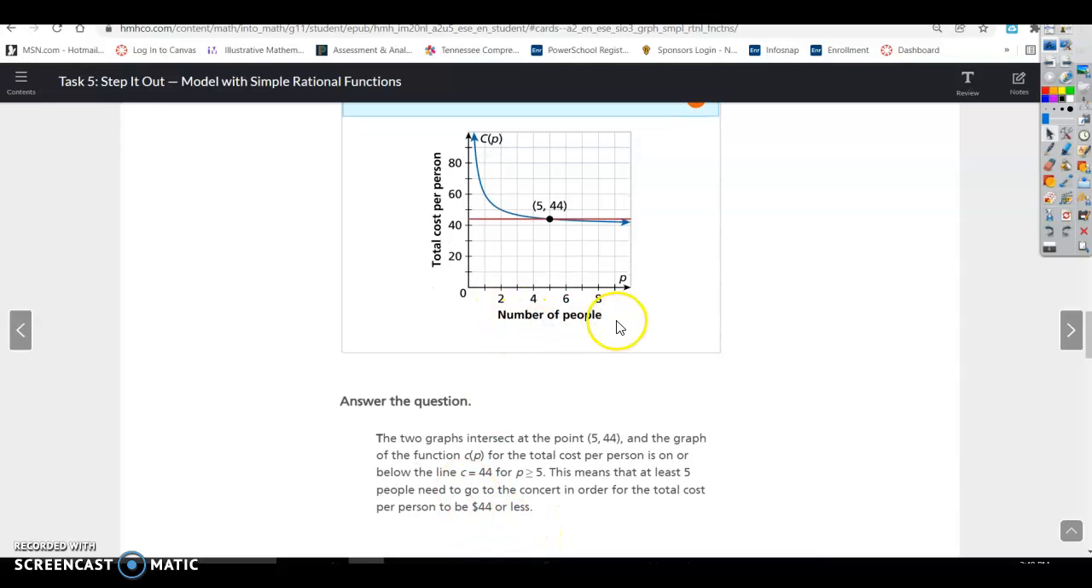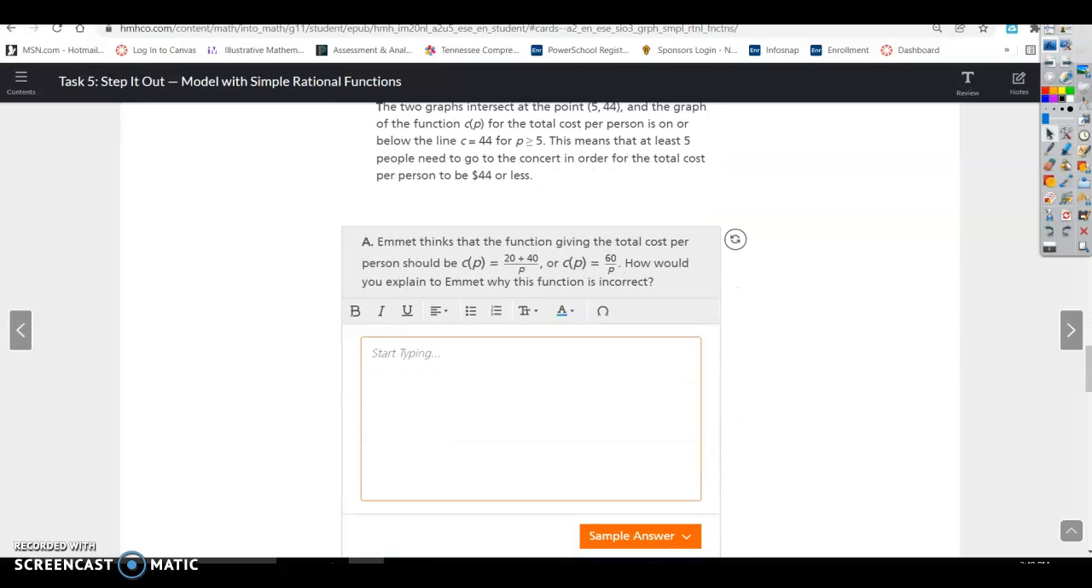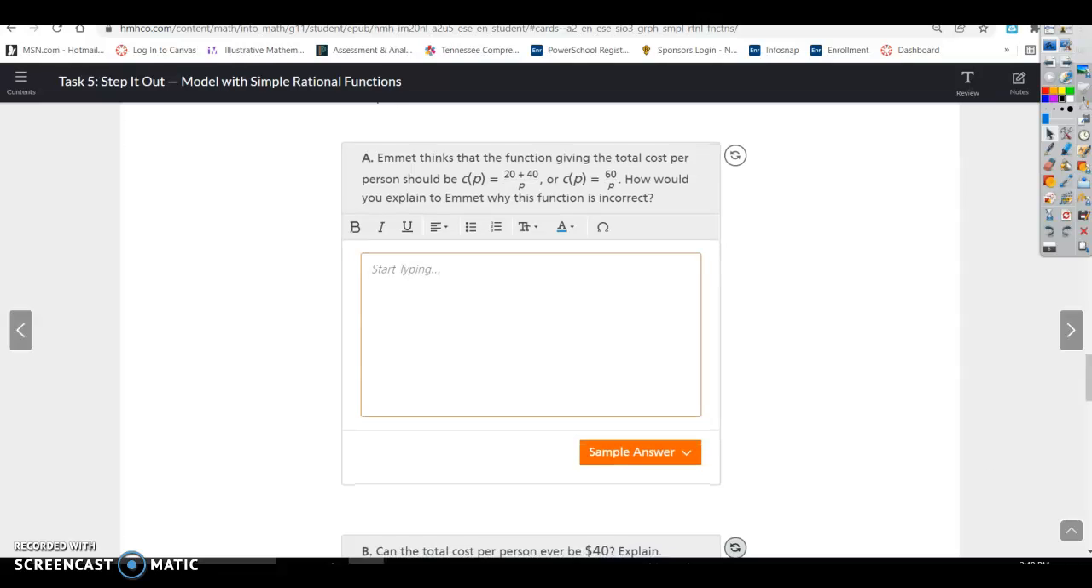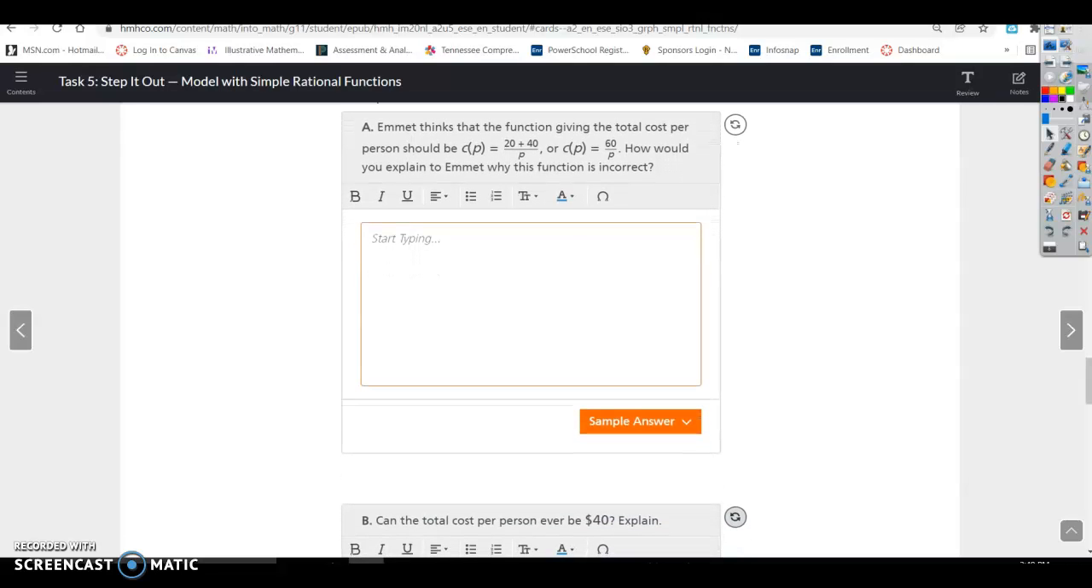So again, you can see here is the number of people, and here's the total cost per person. And when this gets to this line, these two lines intersect, and that means 5 people. If 5 people go, then they only have to pay $44. If fewer than 5 people go, their cost would be more because the shared cost would go up.